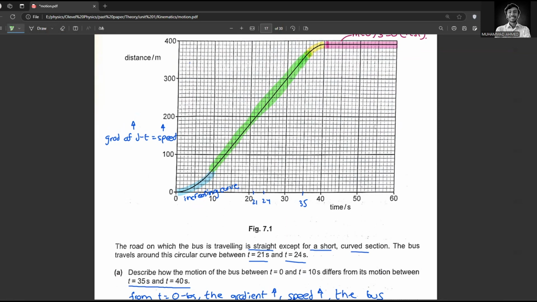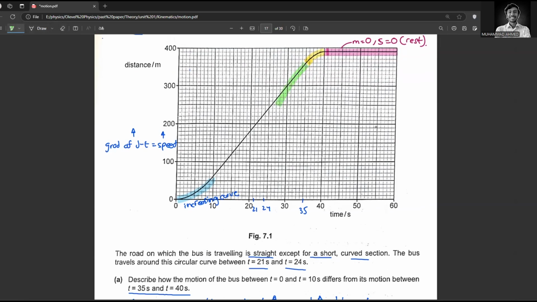Why? Because in this region, you have a straight line on the distance-time graph. So let's highlight it again. Let's not overlap, otherwise, you guys will think something else. So, yeah. This is the period in which the bus is traveling with a maximum speed.